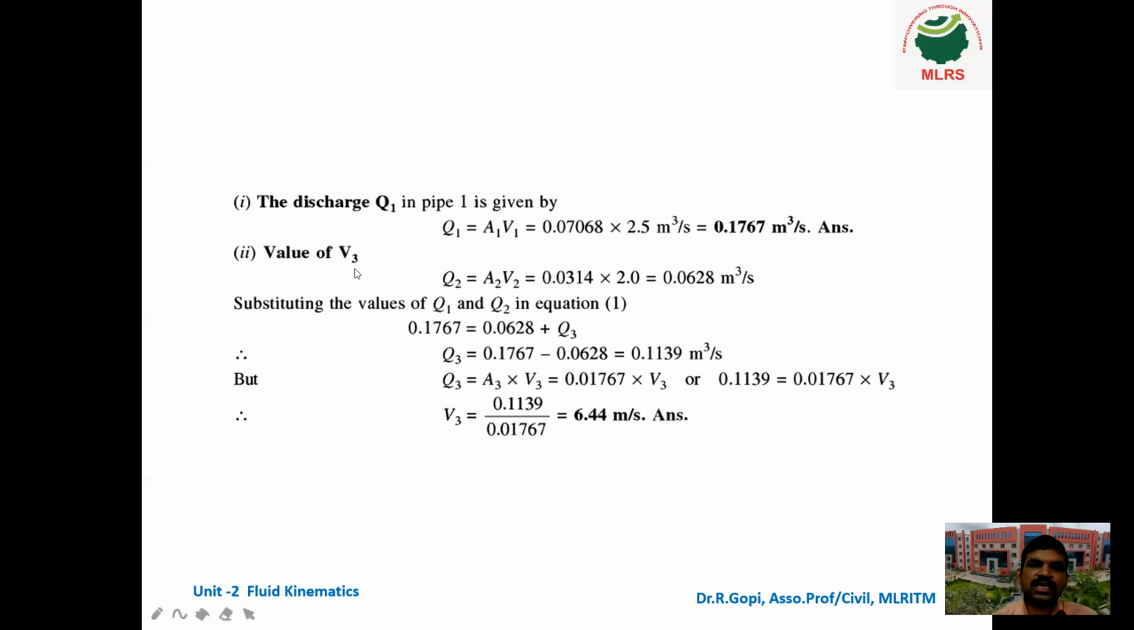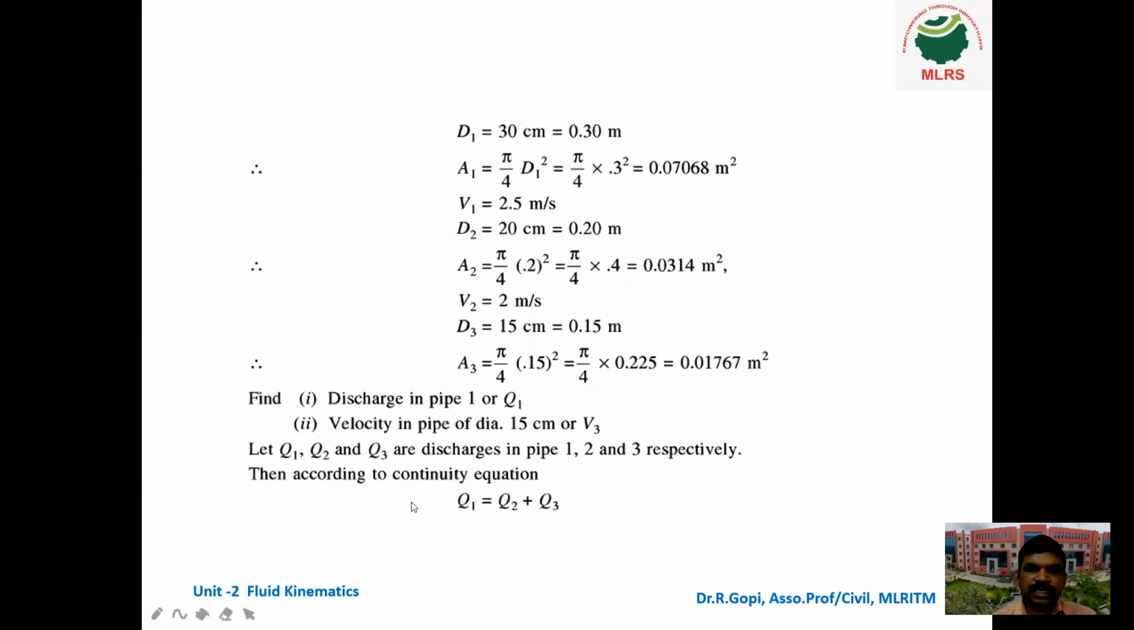Next, how to calculate V3? Before that, we have to calculate Q2. Okay, so Q1 we found. Next Q2. Q2 is A2 into V2. A2, V2 are also already we found. Next substitute all the values, that means Q1, Q2, Q3 in this equation. So the discharge in the pipe 1 is equal to the summation of discharge in pipe 2 and discharge in the pipe 3.